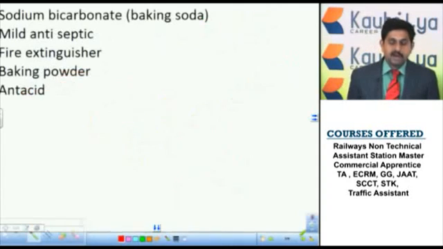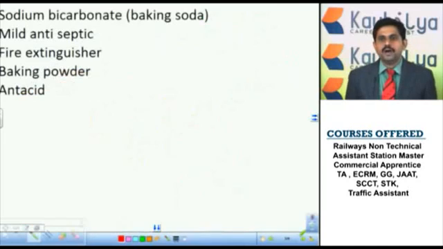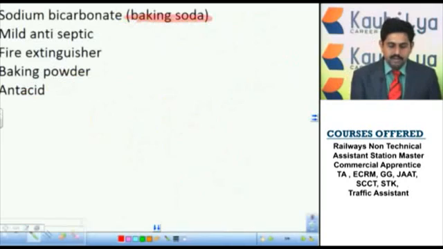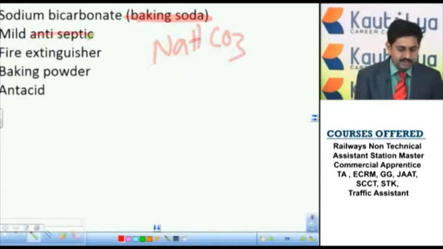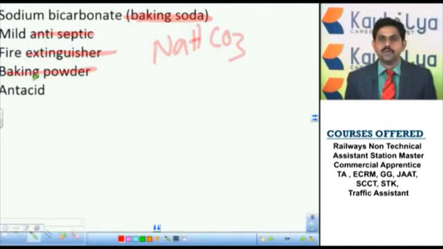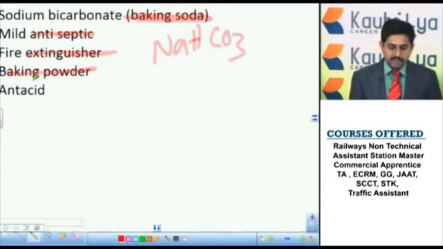Next, sodium bicarbonate. Sodium bicarbonate is called baking soda. Baking soda, this is the formula for baking soda, NaHCO3. It is used as an antiseptic. It is used for fire extinguishers, and it is used in baking. It is useful for the manufacturing of baking powder. Baking powder is nothing but baking soda plus tartaric acid.